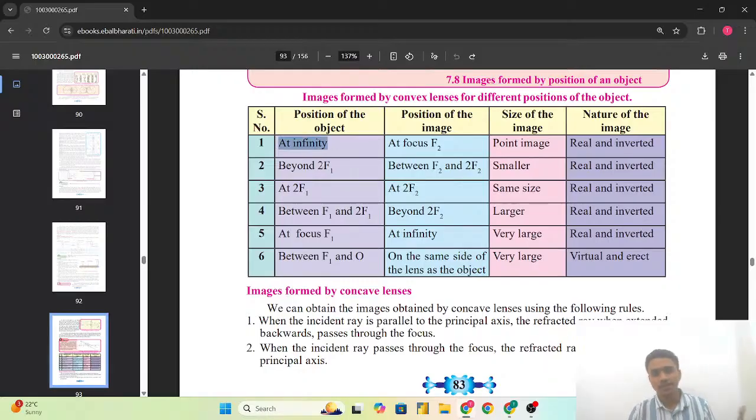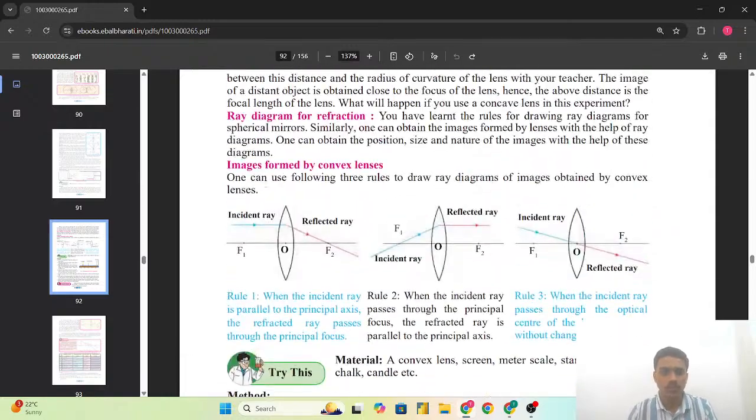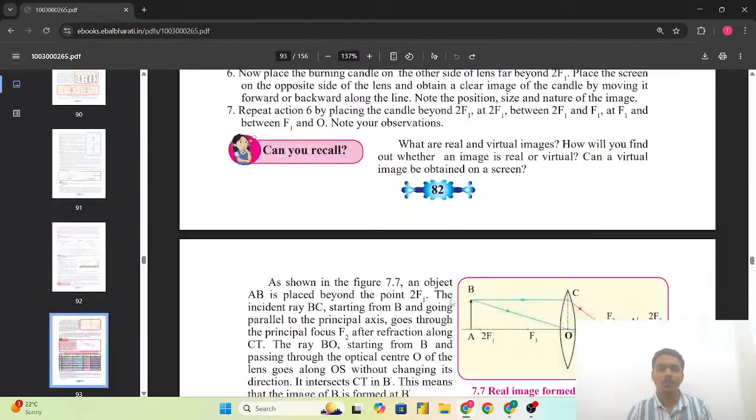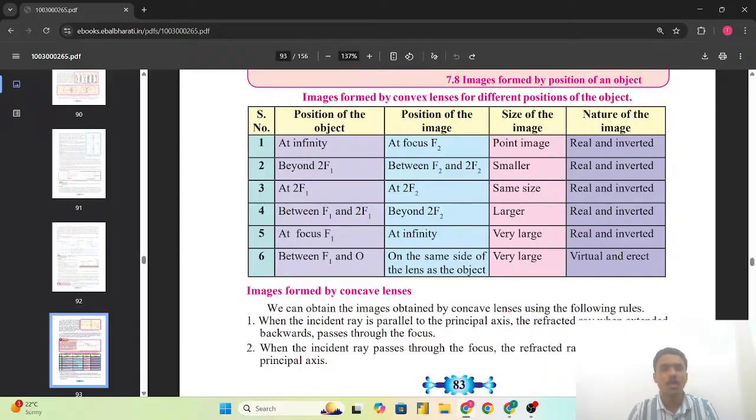That at, in place the object at infinity, position of the image will be obtained at the focus F2 point, image real and inverted. So beyond 2F1 अगर प्लेस किया, वो यहाँ पर ये आपको रेफरेंस यहाँ पर डायग्राम दी गई है. So you have to apply these three rules which we have studied regarding the convex lens and we have to try to draw the diagrams related with this, taking the positions of the object beyond 2F1, at 2F1, between F1 and 2F1, at focus F1, between F1 and O, and try to see which type of the image is obtained, that is real or inverted, virtual or erect, and at what position, मतलब जो image है वो कहाँ पर मिल रही है, और size of the image क्या है.